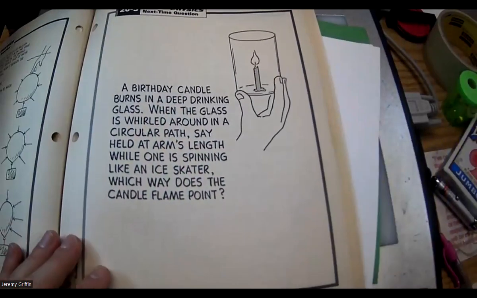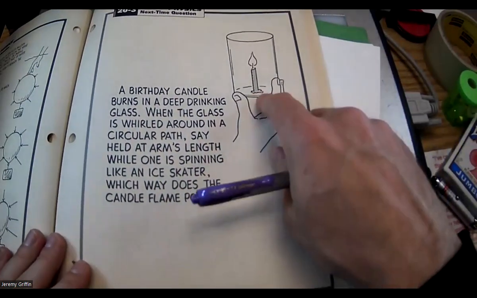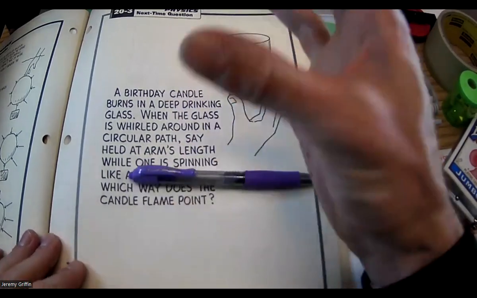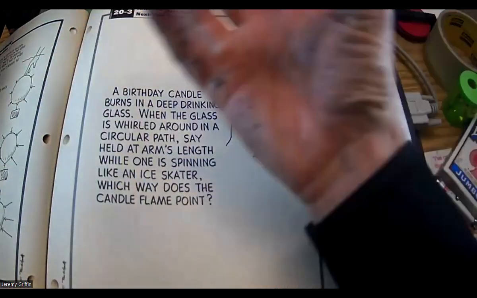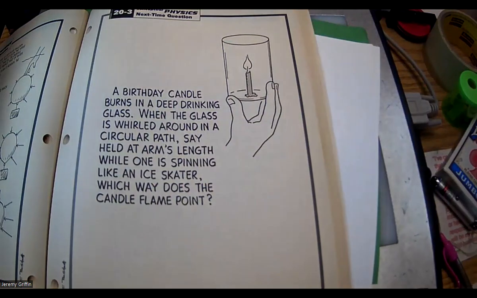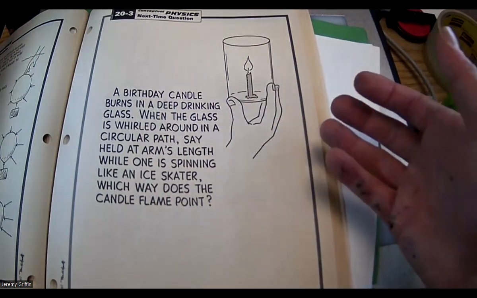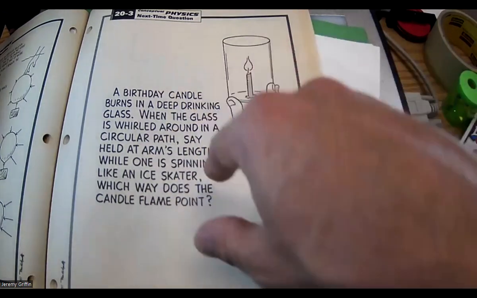20-3. A birthday candle burns in a drinking glass, just like this picture. We're going to whirl this around in a circular path, going around a circle like this. So it's kind of like a centrifuge type setup, like a centrifuge going around.